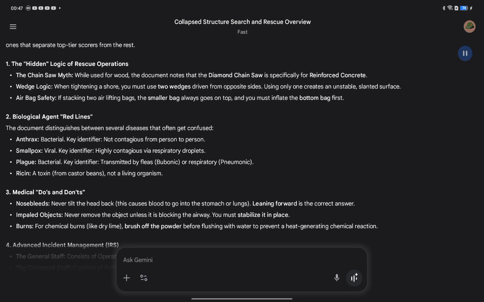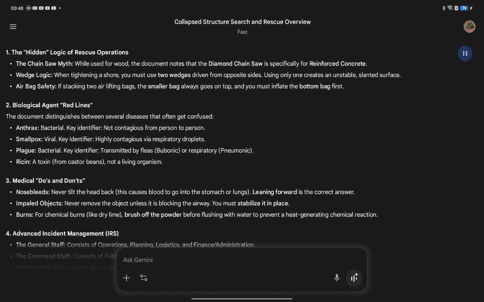To transition from memorization to mastery, I've prepared a final elite data summary. These are the trick questions from the document where the answer isn't intuitive, the ones that separate top-tier scorers from the rest. 1. The hidden logic of rescue operations. The chainsaw myth. While used for wood, the document notes that the diamond chainsaw is specifically for reinforced concrete. Wedge logic. When tightening a shore, you must use 2 wedges driven from opposite sides. Using only one creates an unstable, slanted surface. Airbag safety. If stacking 2 airlifting bags, the smaller bag always goes on top, and you must inflate the bottom bag first.